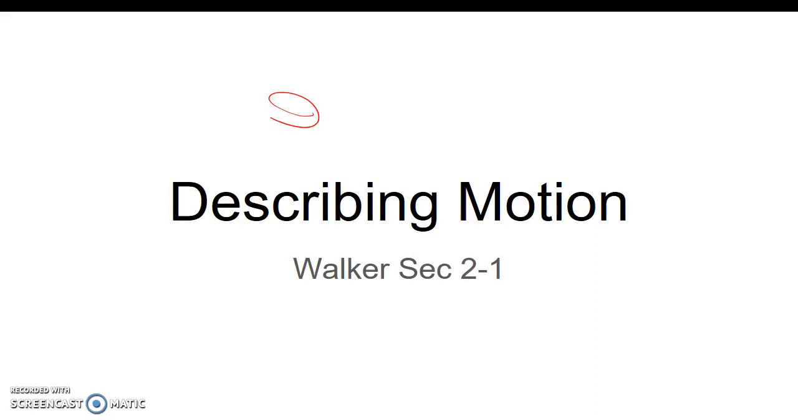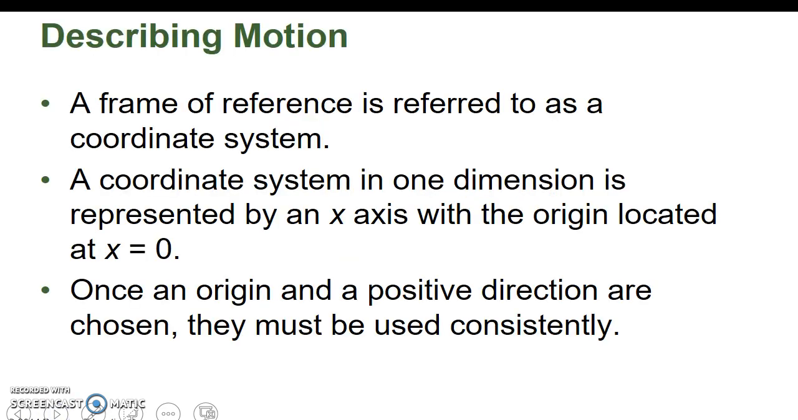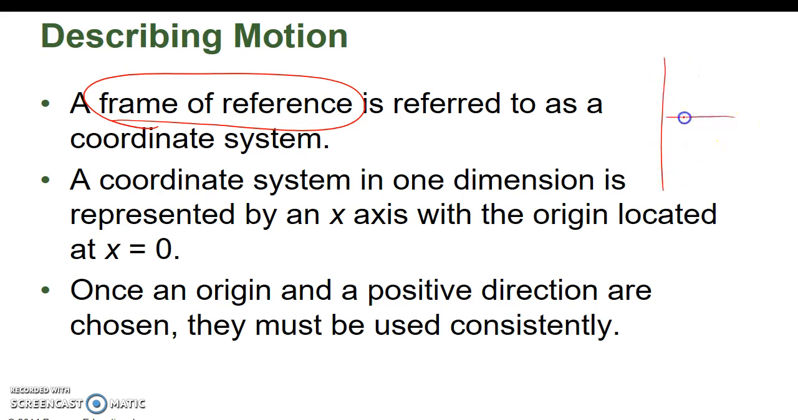Okay, we're going to start looking at motion, and we're going to go with the first section here, describing motion. To describe motion, first thing we need to have is a frame of reference. So a frame of reference is where you are looking at the object. In physics, we use a coordinate system just like you would in graphing with an x and y, with positives going up and to the right and negatives going down and to the left.